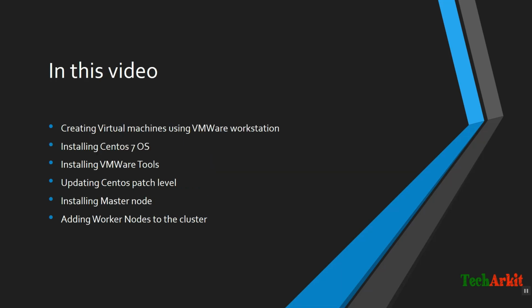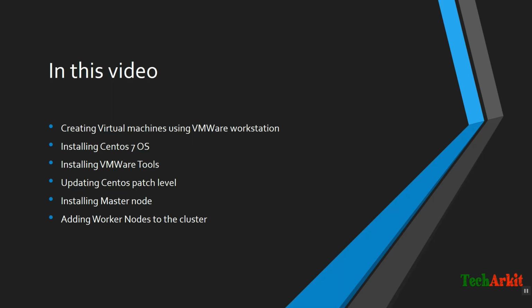So in this video, we are going to learn these things. First, creating the virtual machines using VMware Workstation. If you are already familiar with it, you can skip that step. Second, installing CentOS 7, a minimal CentOS 7 installation. If you already know how to install that, you can skip that part as well. Third, installing VMware Tools, for better compatibility with VMware. If you are using VirtualBox or another virtualization platform, you can skip that too.